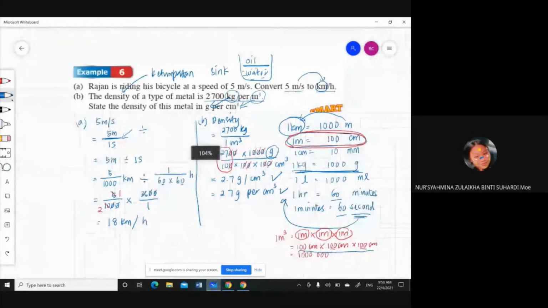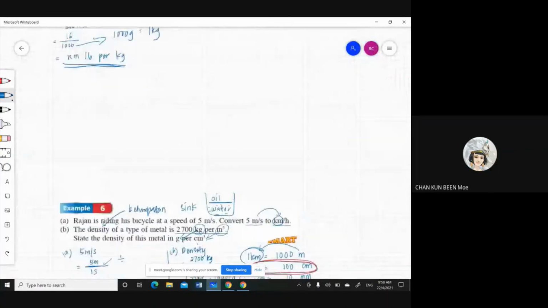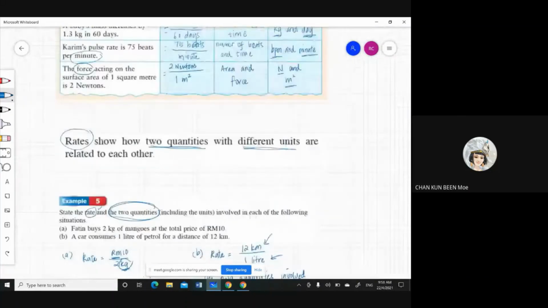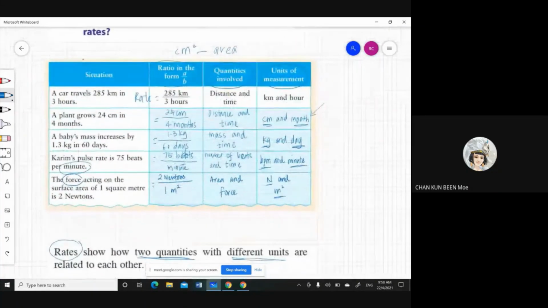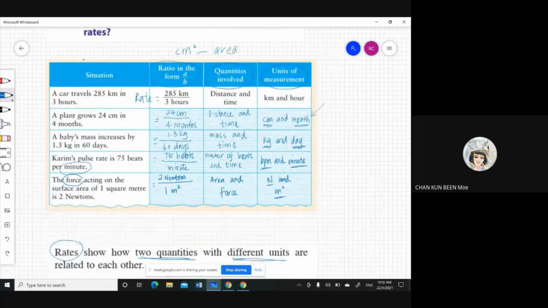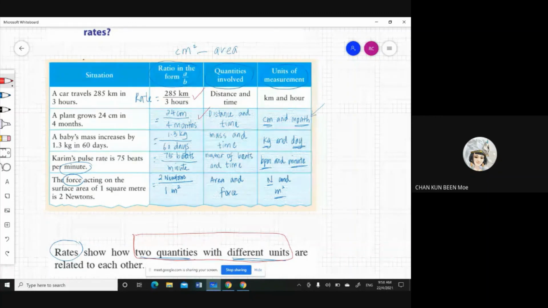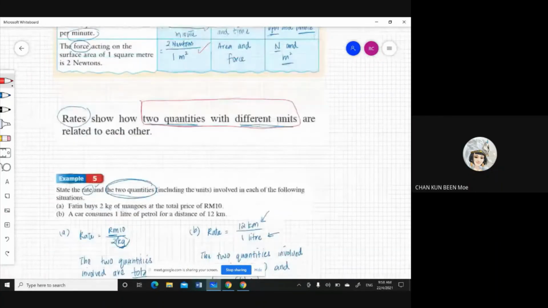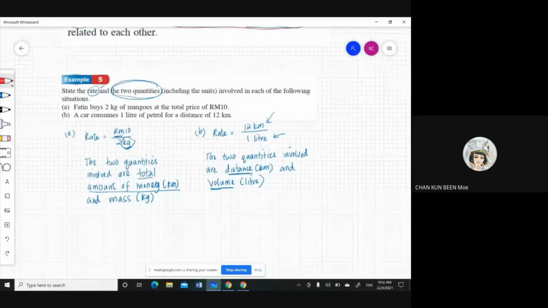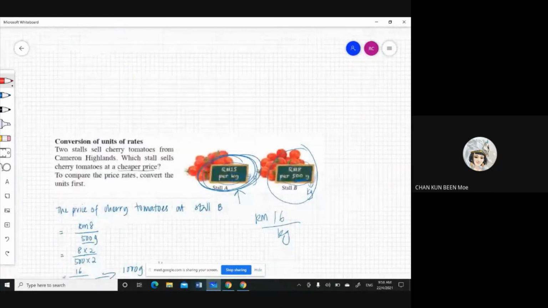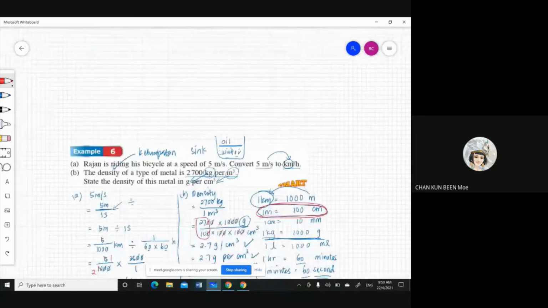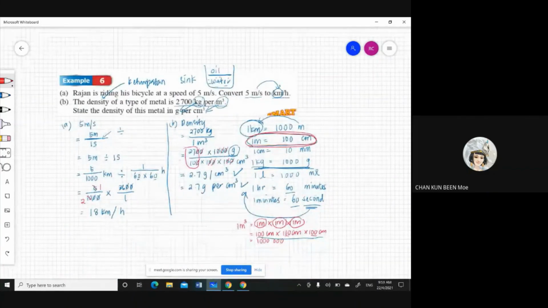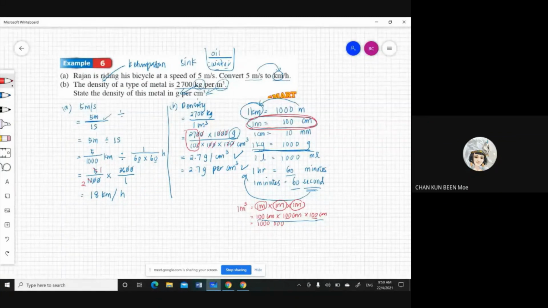No questions. So this is basically what we learned today. I just summarize everything you learned about rates. Rates are two quantities with different units. The examples are kilometer per hour, centimeter per month, kilometer per day, bits per minute, newtons per square meter. Then you learned the calculation on finding the quantities, also the rates. You tried to convert the rates. And the last one is changing the units of conversion, and you learned about density.